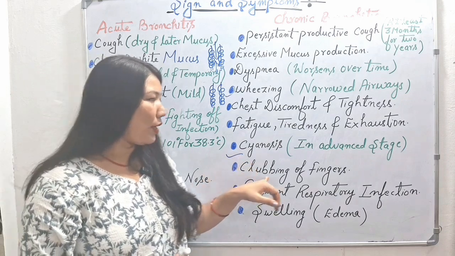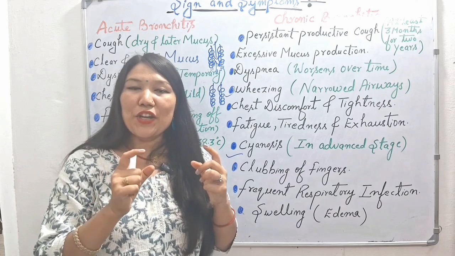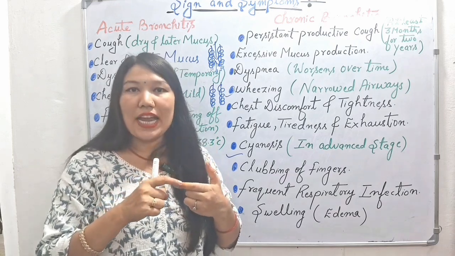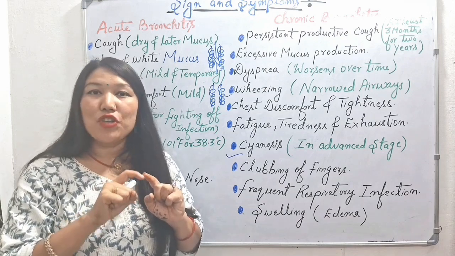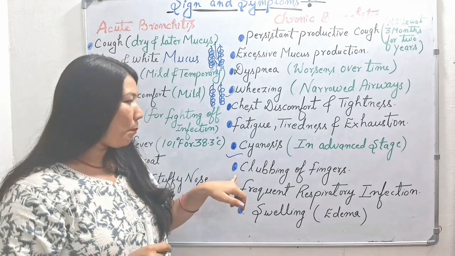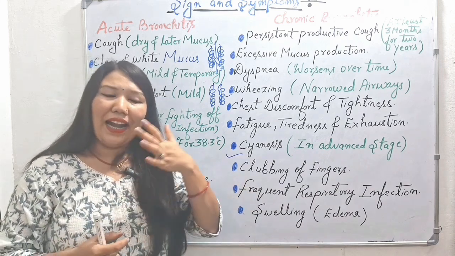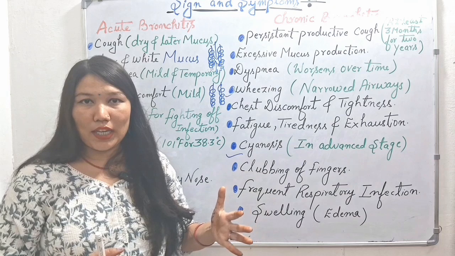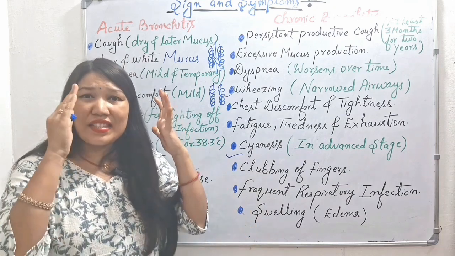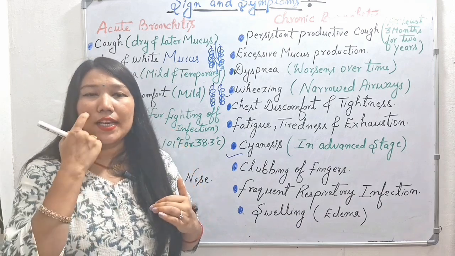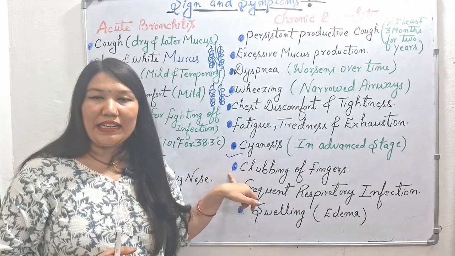Next we have clubbing of fingers, which means there will be thickness in the finger and toes. The patient will have thickened fingers and toes, and the nail bed will be in a curved form. This clubbing of fingers condition comes in the late stage of chronic bronchitis, when there is a very dangerous condition of chronic bronchitis. When there is a severe hypoxemia condition, or a low oxygen level is seen in the blood of the patient, then clubbing of fingers is seen.